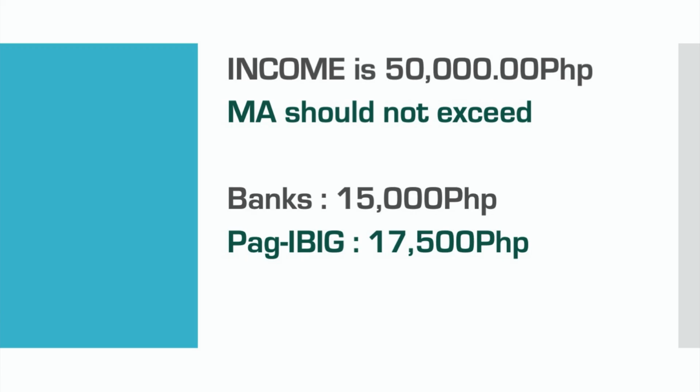Pag-ibig. So let's say, for instance, your gross monthly income is 50,000 pesos. So your estimated monthly amortization should not exceed 15,000 for banks and 17,500 for Pag-ibig. So if your desired property is way above your budget, you can always get a co-borrower.